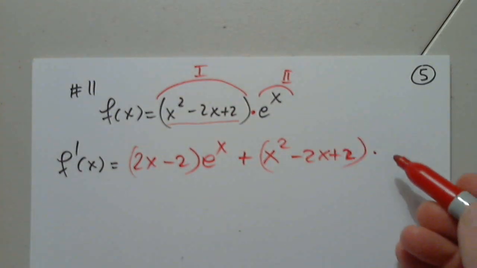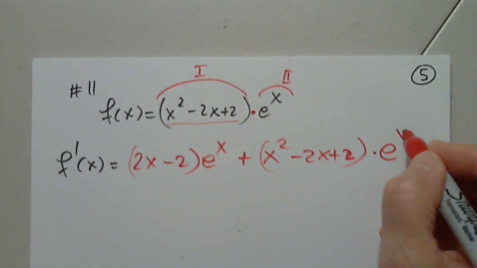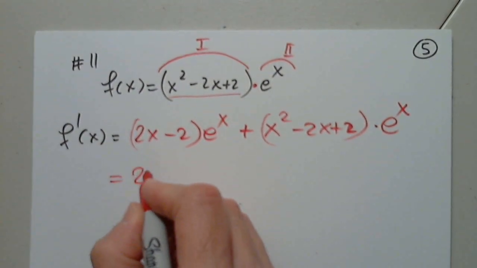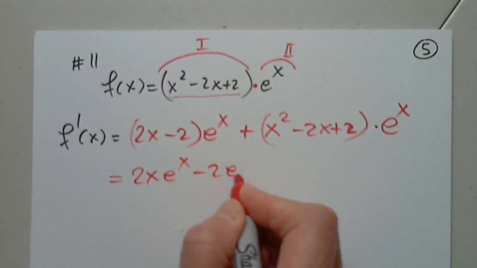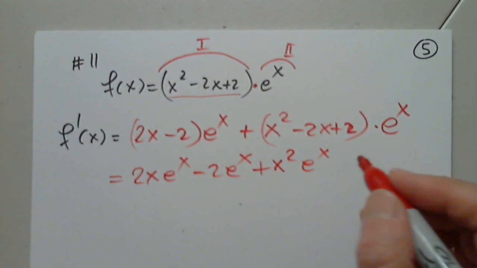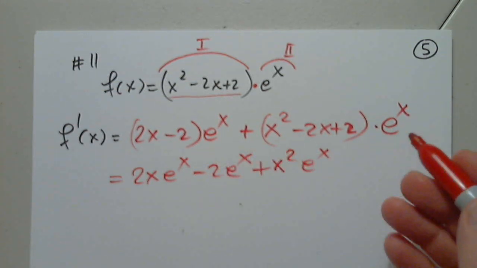Anyone? Donnie, would you tell us what is e to the x prime? Anyone? E to the x. That's it. I will distribute: 2x e to the x minus 2 e to the x plus x squared e to the x. I should have factored out e to the x.